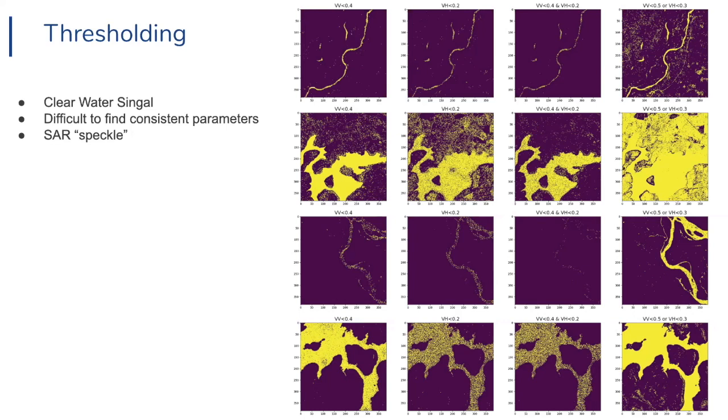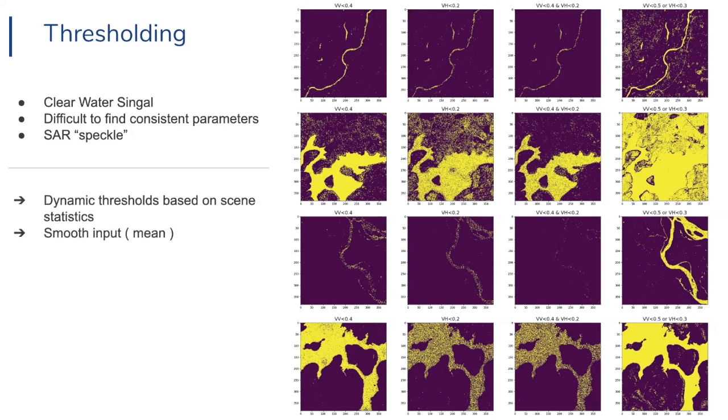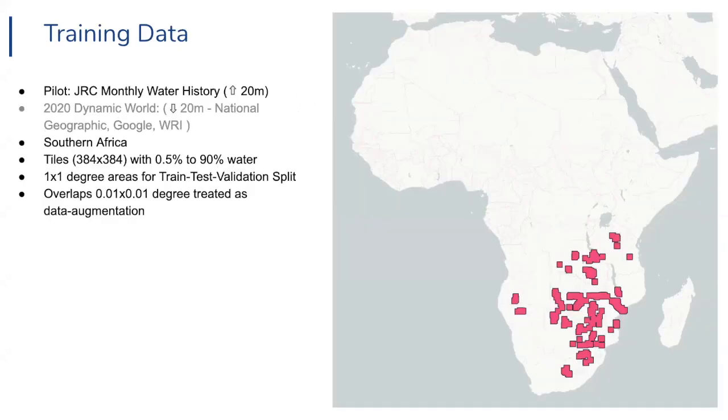And then you also have this speckle that gets introduced from the SAR data. You could probably fix this in a very straightforward way. You could start doing thresholds based on dynamic global properties of the scenes and areas. You could smooth out the input by taking a stack of images and taking the mean or some other method, but we're not going to do any of that. We're going to throw it into a neural network and see what happens. So let's start talking about that.